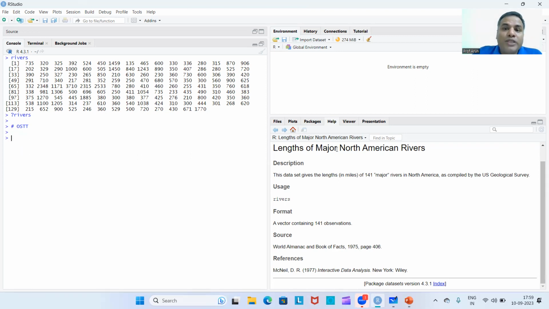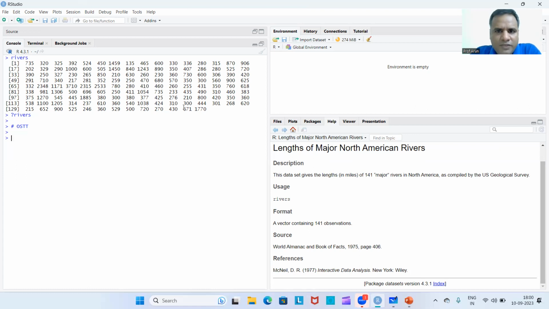Let's say you have univariate data. Univariate means one variable. When I say bivariate, it means two variables. When I say multivariate, it means more than two variables. Now, if you see the rivers data, it is only one variable. It is just measuring the length of American rivers in miles.